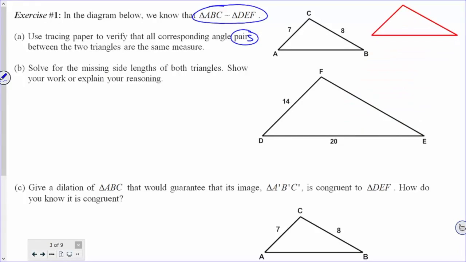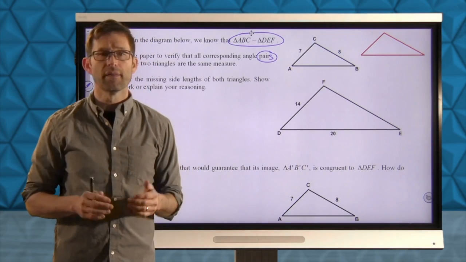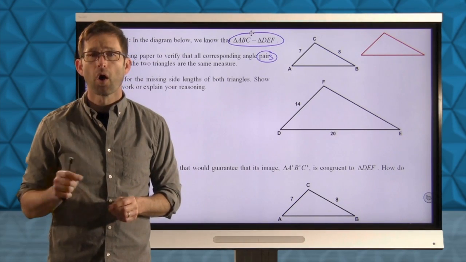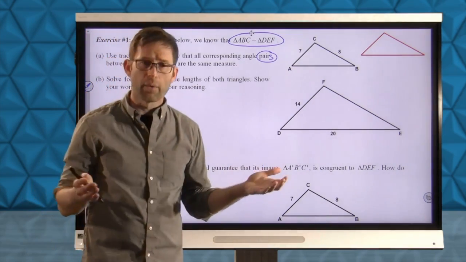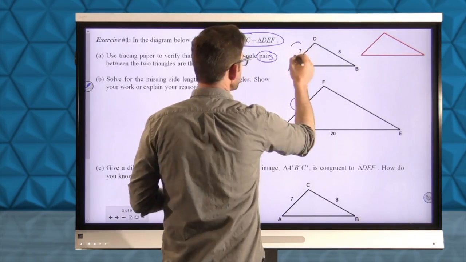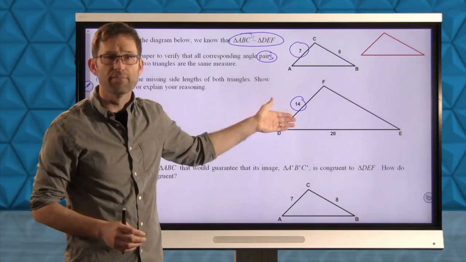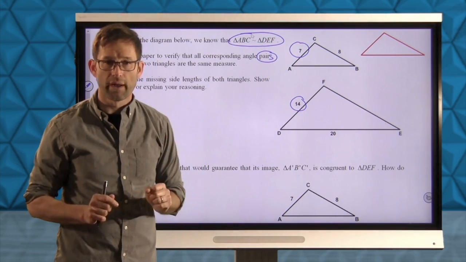Now, letter B says, solve for the missing side lengths of both triangles, show your work, or explain your reasoning. This gets into the idea that the side lengths of similar triangles or similar figures in general are proportional to one another. So this is sort of how we would do it. We find two side lengths that are in the same spot on a given triangle. So the 14 and the 7 are corresponding sides of these two similar triangles.